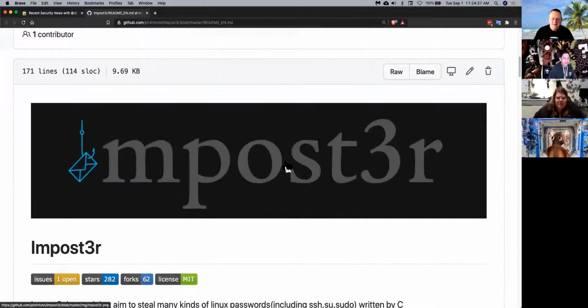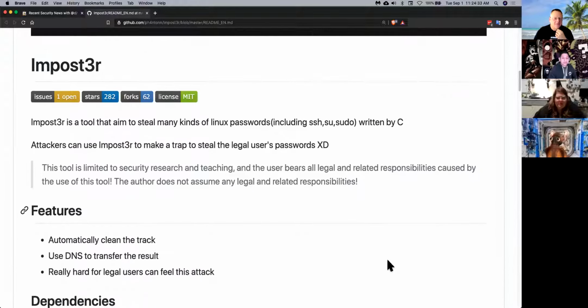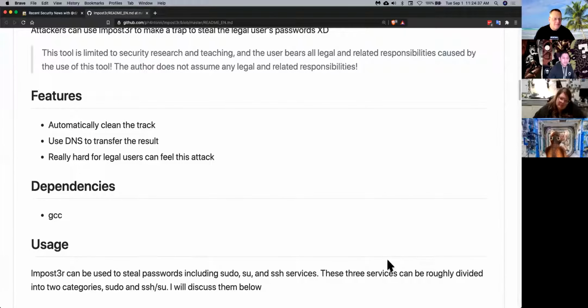So there's nothing new in Imposter. It's a bunch of old attacks, but they're all put together. And what I like about Imposter is that it goes through the install process, and you can see how you would exactly grab passwords out of, for example, SSH.